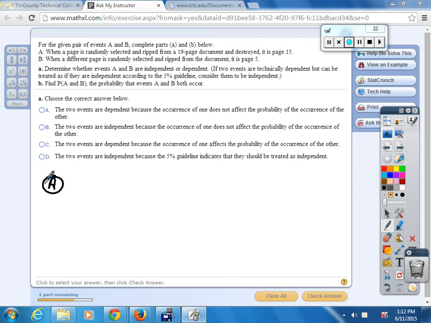When a page is randomly selected and ripped from a 19-page document, so we know the denominator is 19, and destroyed, find the probability that it is page 15. Well, that's 1 out of what? 1 out of 19 is what I would think. Y'all tell me if that's what they did. Okay, because that's all you can do on the first one. Now, when a different page is randomly selected, well, you absolutely know that this, if they haven't given you any other information, is going to come out of 18 pages.